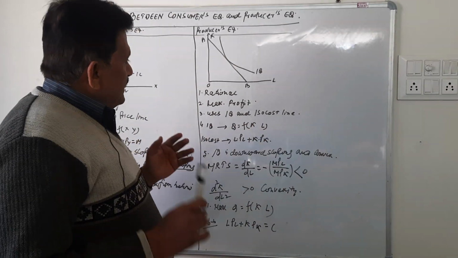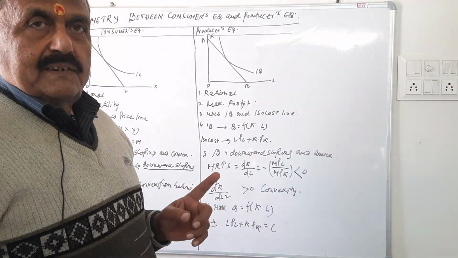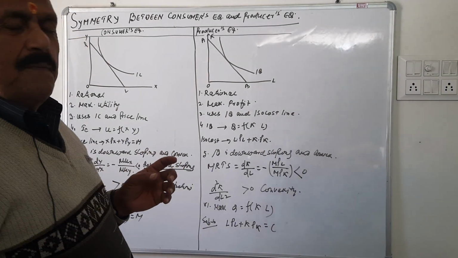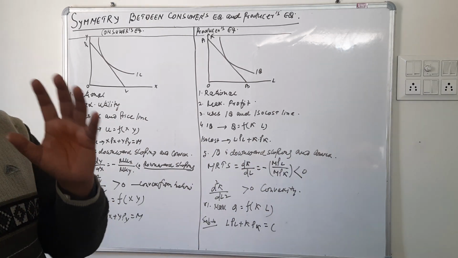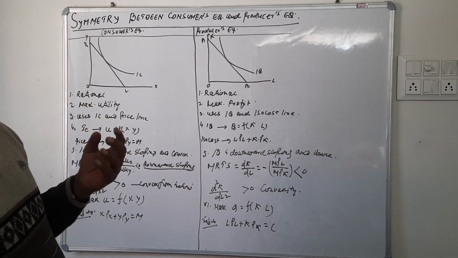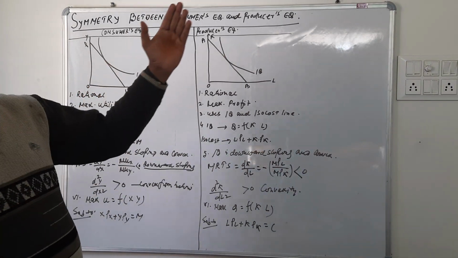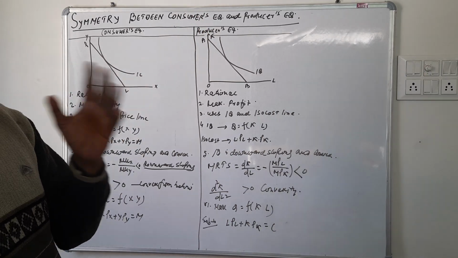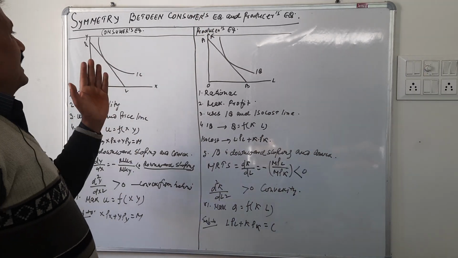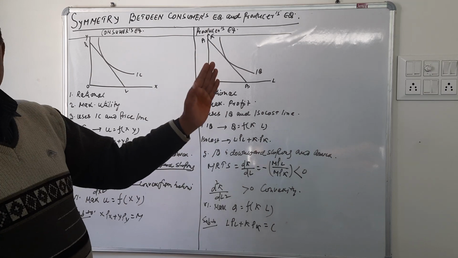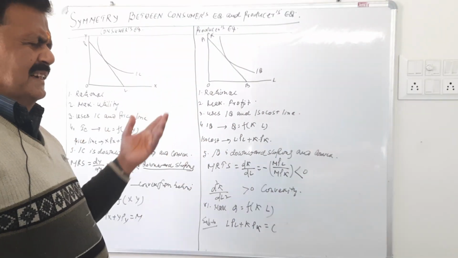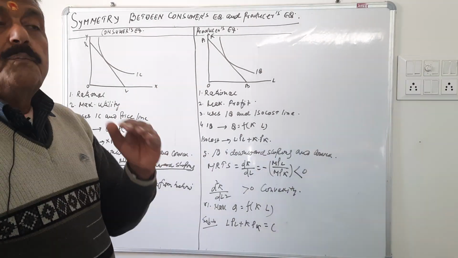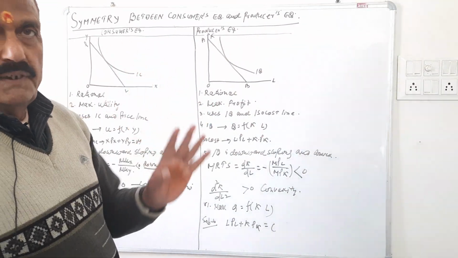Now it's time to wind up this constraint optimization, so it becomes imperative that we compare and contrast, or find a symmetry between, consumer's equilibrium and producer's equilibrium, and in fact there is a nice symmetry between them. This is what I am going to explain in this class, and from next class I shall be entering into operation research, that is linear programming.